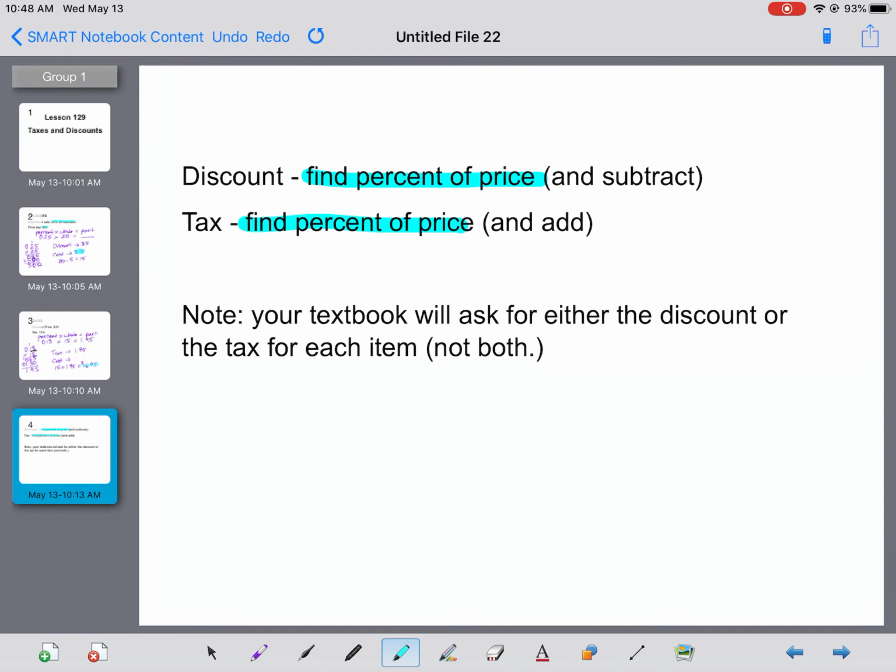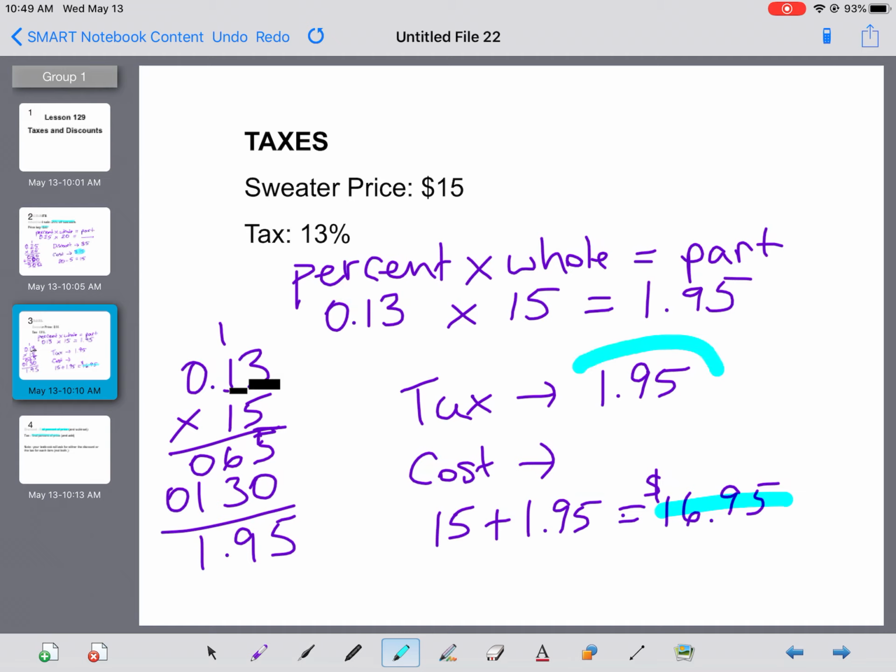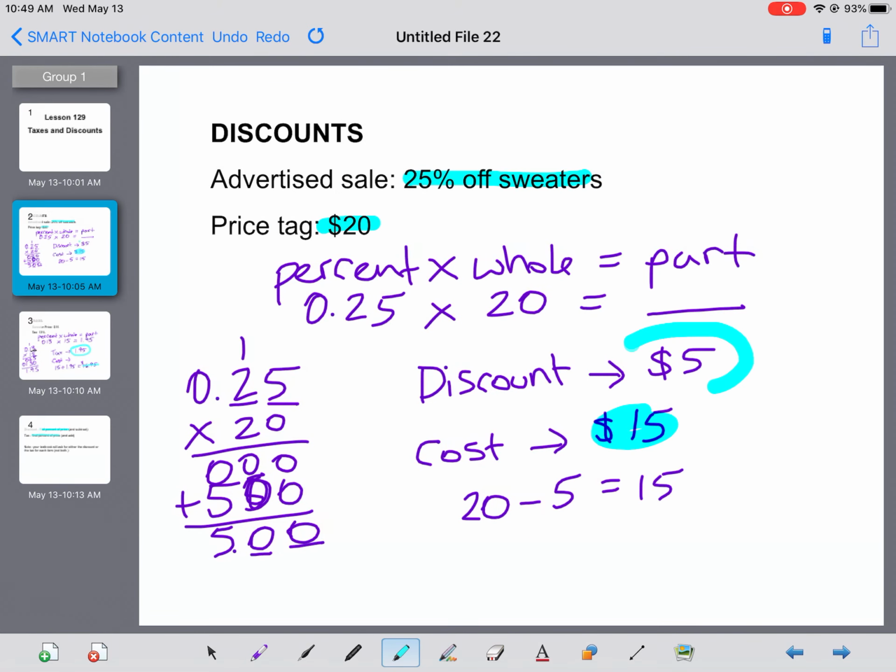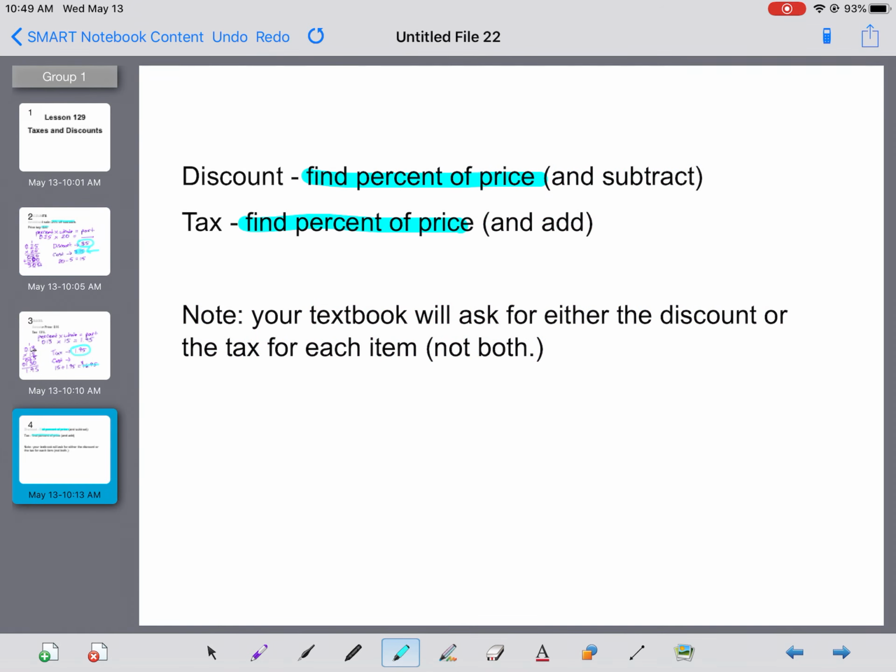All right, and a couple of things to note for your questions today. For the first few questions in your book, it's just going to ask for the discount or the tax amount. So it'll just be looking for how much tax you are going to have to pay or how much money is the discount. It's not going to be asking for the total cost. So just really read the instructions carefully to see what it's asking for. Sometimes it's just asking for the amount of the discount or the amount of the tax. And then sometimes it will be asking for the total cost once you have either subtracted the discount or added the tax. So just take your time on that, read it really carefully, and you shouldn't run into any problems.